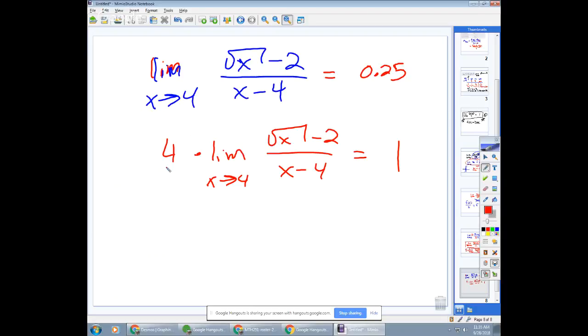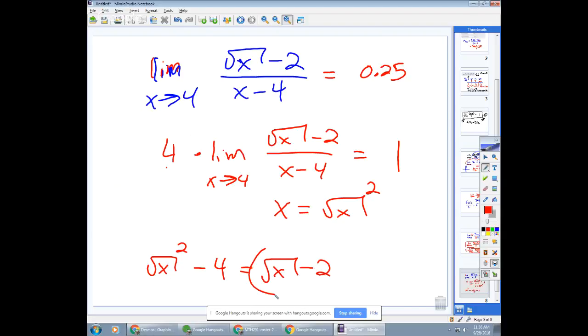Another idea? Factor the x minus 4 into square root of x minus 2. Yeah, there you go. x is equal to the square root of x squared, right? Square root of x times the square root of x. So that means I can factor this denominator as the difference of two squares. In the denominator, I have the square root of x squared minus 4. That's the difference of two squares. That means it should be equal to the square root of x minus 2 times the square root of x plus 2.